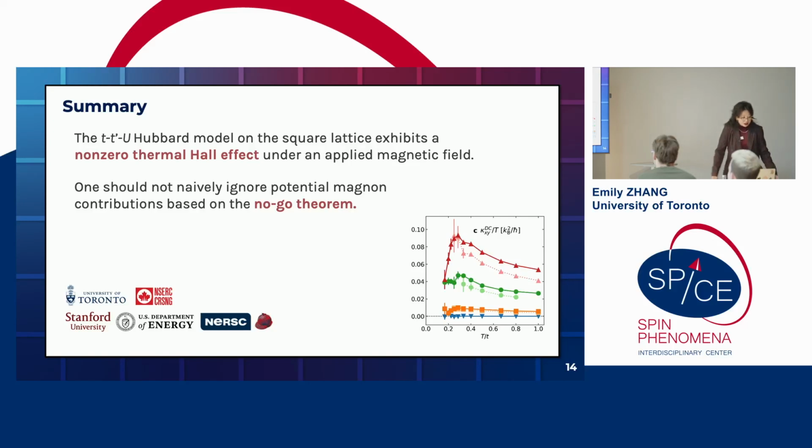Okay, so in summary, I think I talked really fast, but the t-t'-U Hubbard model on the square lattice exhibits a non-zero thermal Hall effect under an applied magnetic field. And the takeaway is that one should not naively ignore potential magnon contributions based on the no-go theorem, which has a much narrower regime of validity than commonly interpreted in experiments.